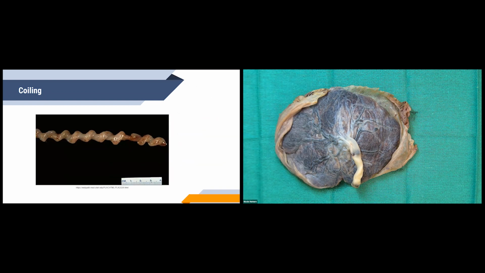Just showing hypercoiling. So hypercoiling is when there are more than 2 coils per 5 centimeters, and the number of coils is directly related to fetal movement. And this can cause serious complications like fetal growth restriction or even death.